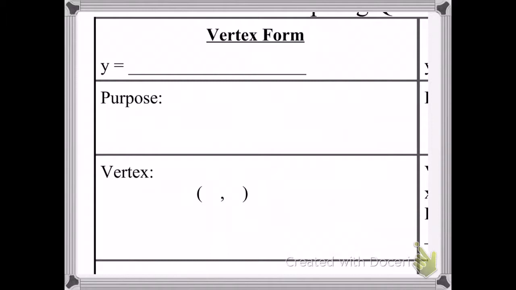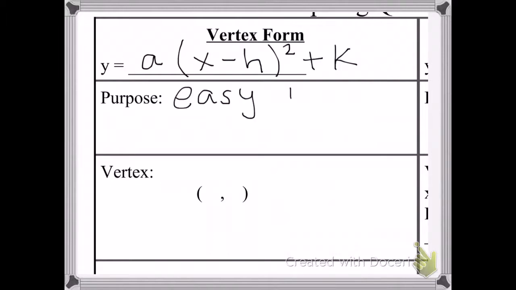So vertex form, here's your formula for it. We've got a, and then parentheses, we have x minus h, and we are taking that to the second power. And then plus k. Okay, so that's our formula for vertex form. The purpose is that it's really easy to find the vertex.